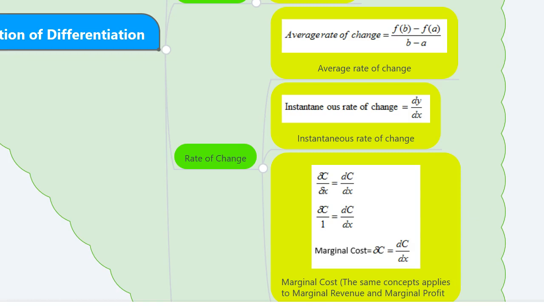Do you still remember how to find average rate of change? If we want to find average rate of change, we can use this formula. Average rate of change is basically the rate of change over an interval. We also learn how to find instantaneous rate of change. Basically, instantaneous rate of change is the value of the first derivative at a certain point.